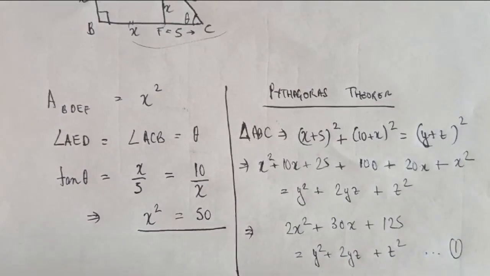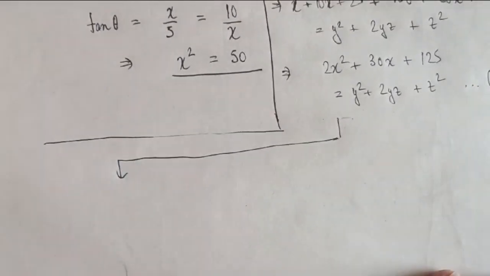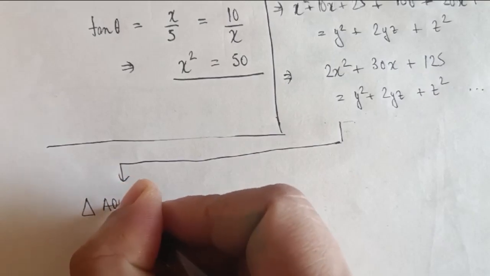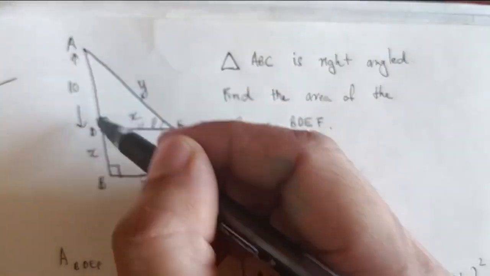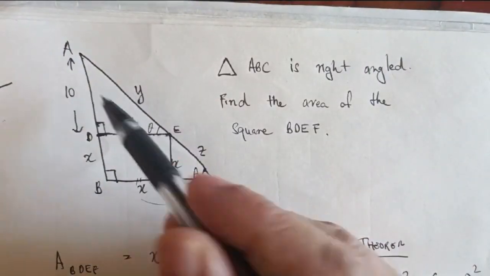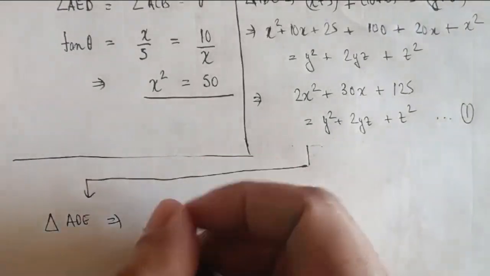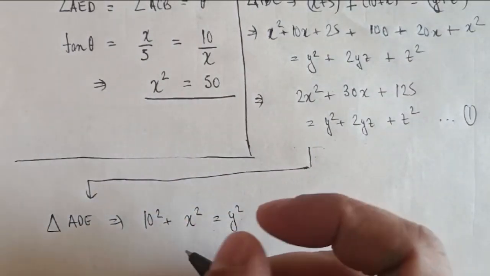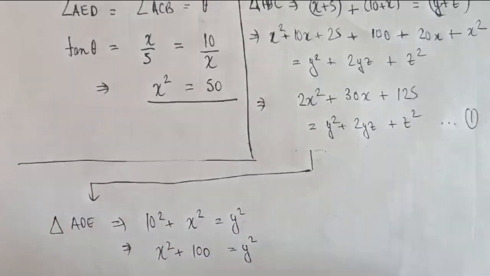Now let us look at the second triangle. So triangle ADE. Now what does triangle ADE show, right? So triangle ADE shows that 10 squared plus x squared will be equal to y squared, which means x squared plus 100 is equal to y squared. Clear?